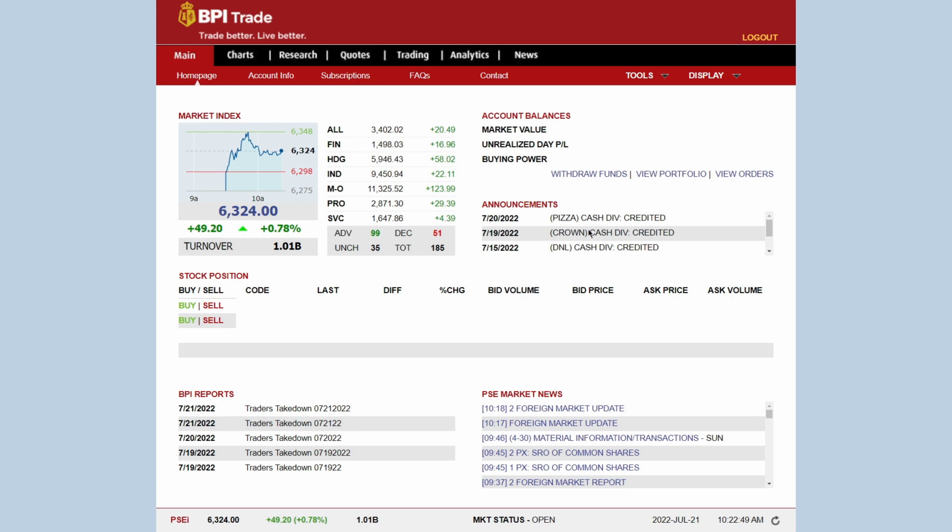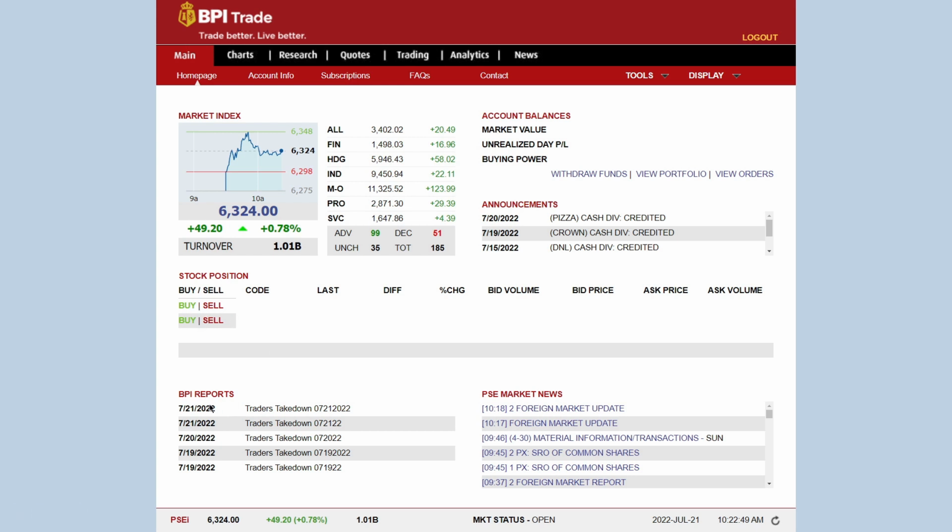And these are the announcements, so you can also click that. You'll go to the reports of the companies. Here's stock position, this is a new feature. Essentially, these are your stocks. You can also scroll down. You can quick buy or sell them if you do that.